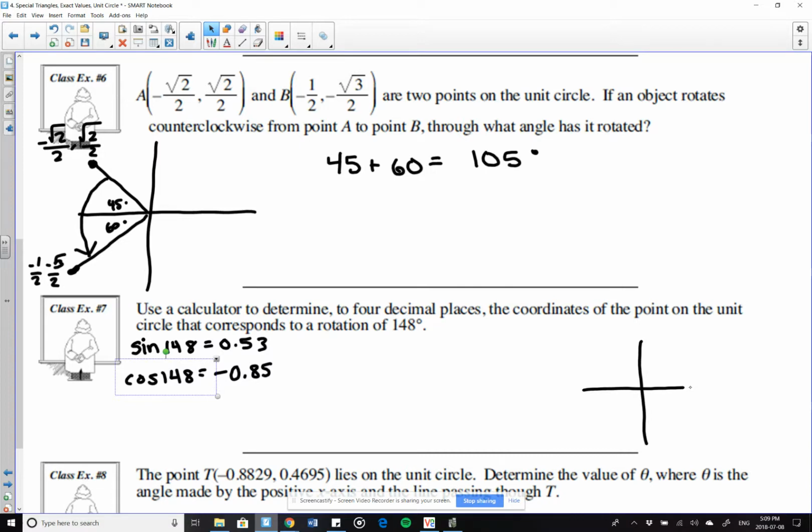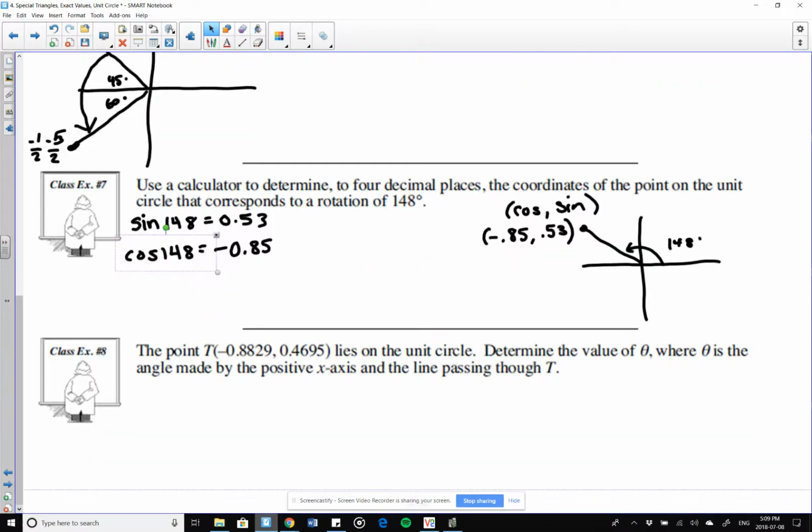So if we think about this, 148 is going to end right here. Now, the reason I did sine and cosine is because if you think about your unit circle, cos is your x value, sine is your y value. So this would give you a point value of negative 0.85 and positive 0.53 for your angle here. So that's another way. If they want us to find the point and they give us the angle, we can just use that to figure out our values as well.